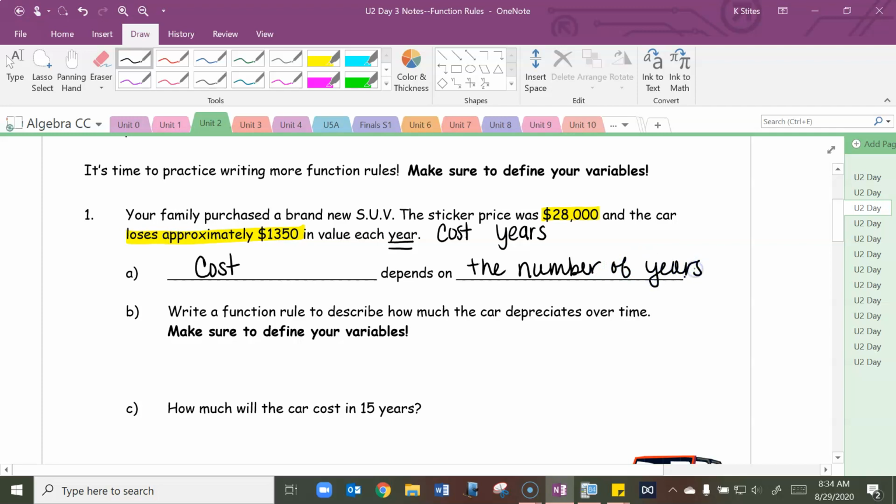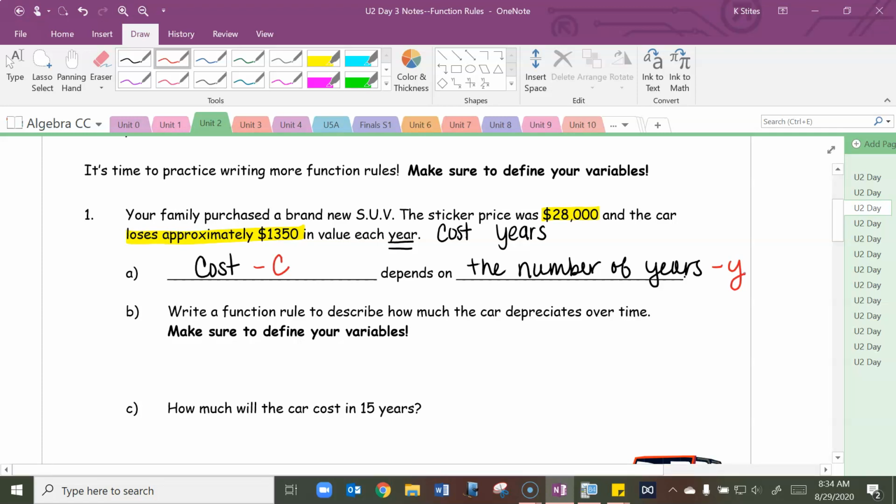So let's use this to identify our variables. Let's make cost our C, and let's make number of years Y. So there we've identified our variables. Now let's write a function rule. We're not going to make a table this time. In this lesson we are focused on trying to write our function rules without a table.